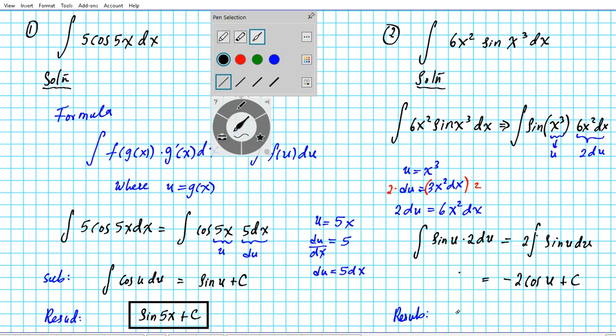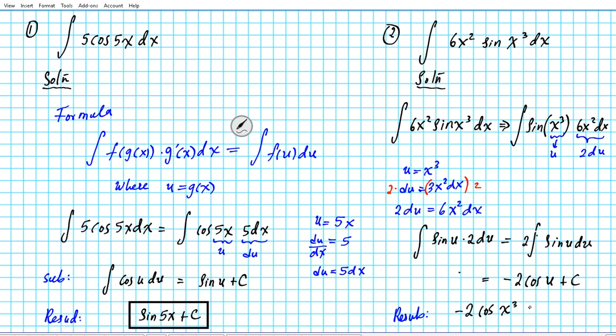So our final answer will be negative 2 cosine, instead of u, it is going to be x to the third. That's what we substituted out before right here. x to the third plus c. And that, ladies and gentlemen, is the answer to question number 2.